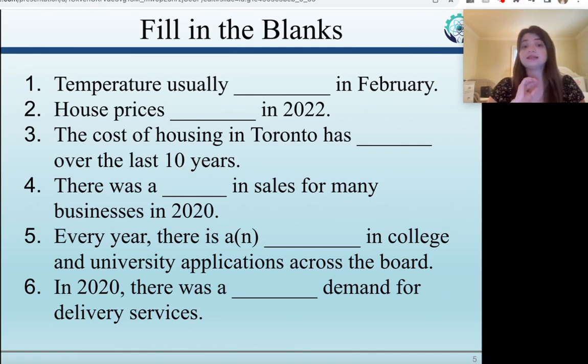And something I want to stress is that there's not just one answer for each of these, right? There's many answers that make sense, but then there's also answers that aren't necessarily entirely wrong, but that make a bit less sense, right? So for example, to say the cost of housing in Toronto has skyrocketed over the last 10 years, I don't think that's as strong an answer as just saying that it increased, right? Because skyrocket is increased really fast in a really short amount of time.